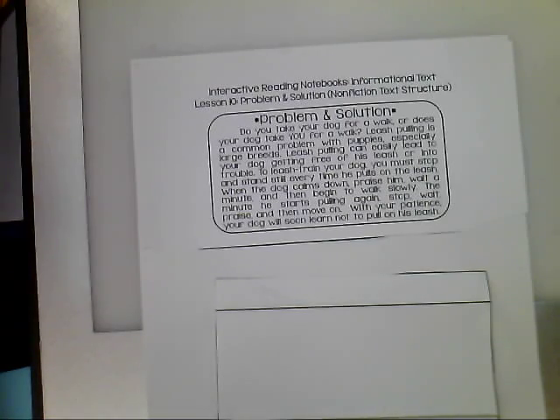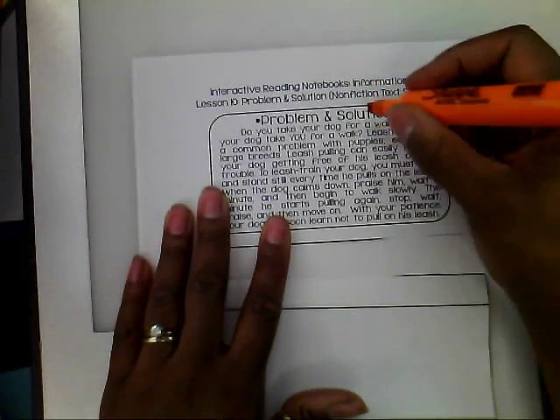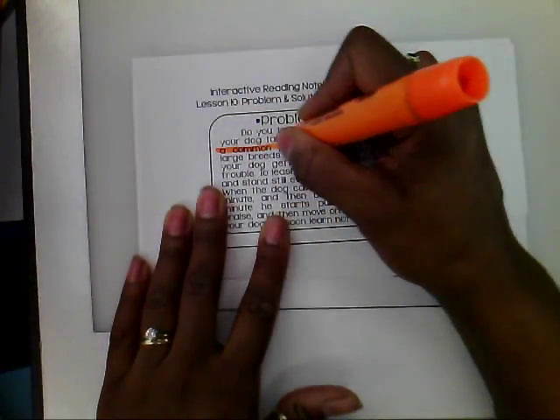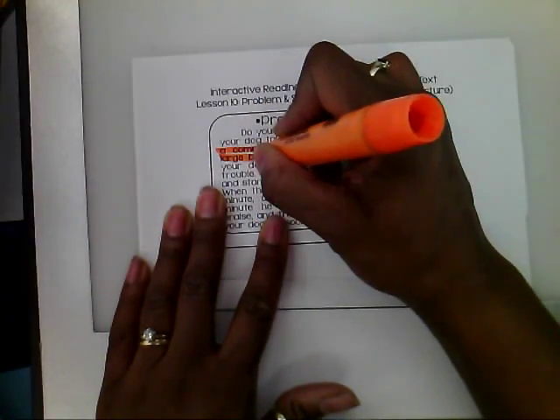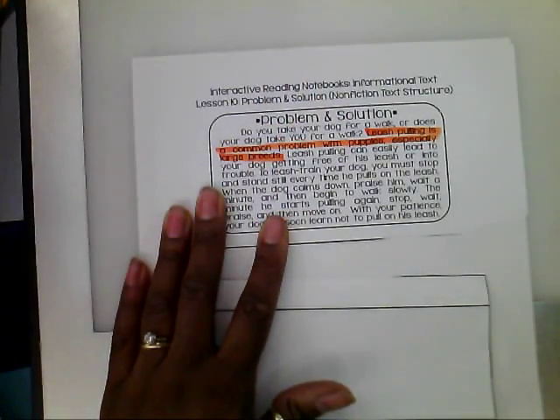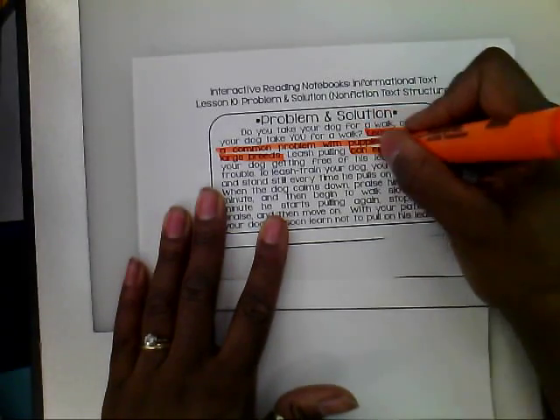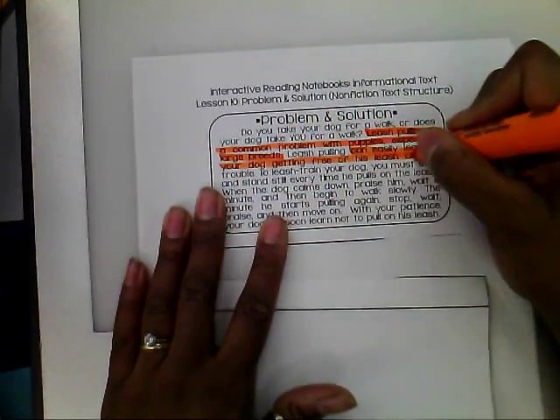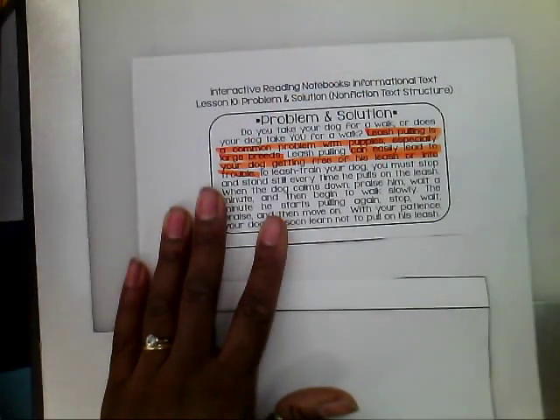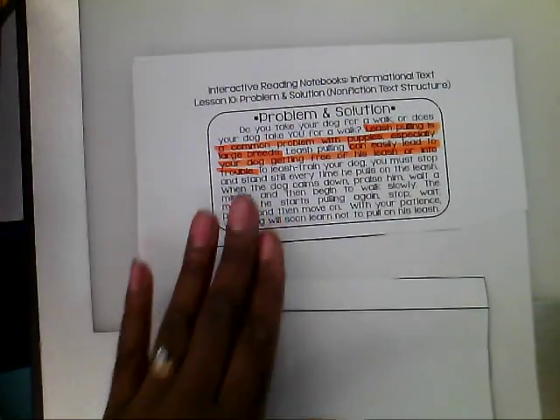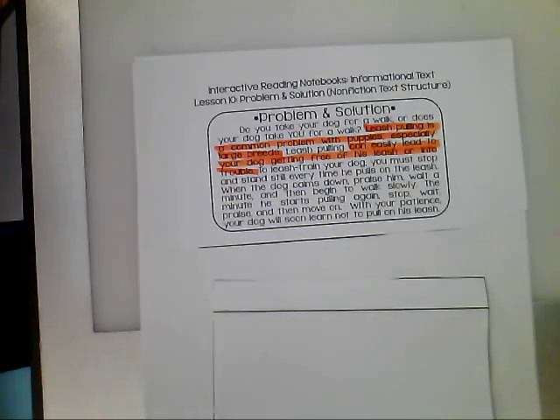So I'm going to use my orange highlighter, and I'm going to highlight the part that tells me the problem. So leash pulling is a common problem with puppies, especially with large breeds. It can easily lead to your dog getting free of his leash or into trouble. Okay? So there is a problem, and now I have a possible solution to this.